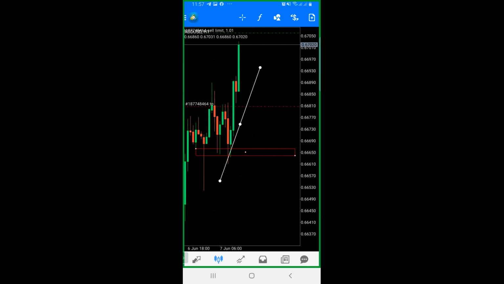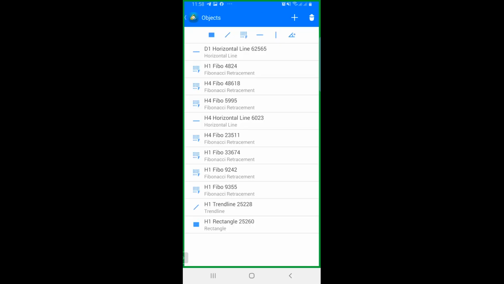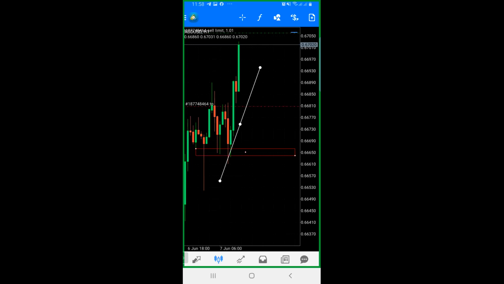So this is how you manipulate the chart. Also, if you are looking for a horizontal line, you pick that and put it on the screen. Once you hit the screen, what happens? A horizontal line appears. And then you can drag this horizontal line to anywhere you want on the screen, and you put it there.